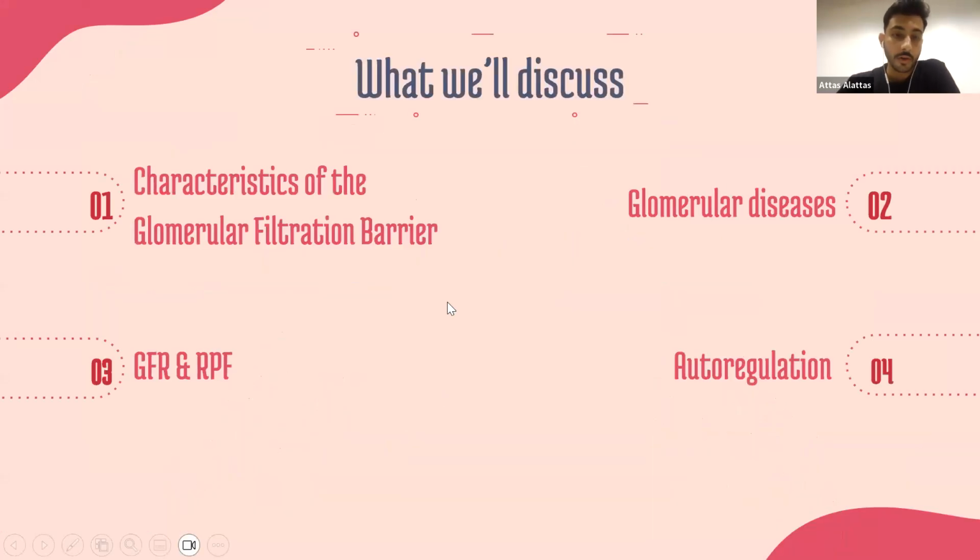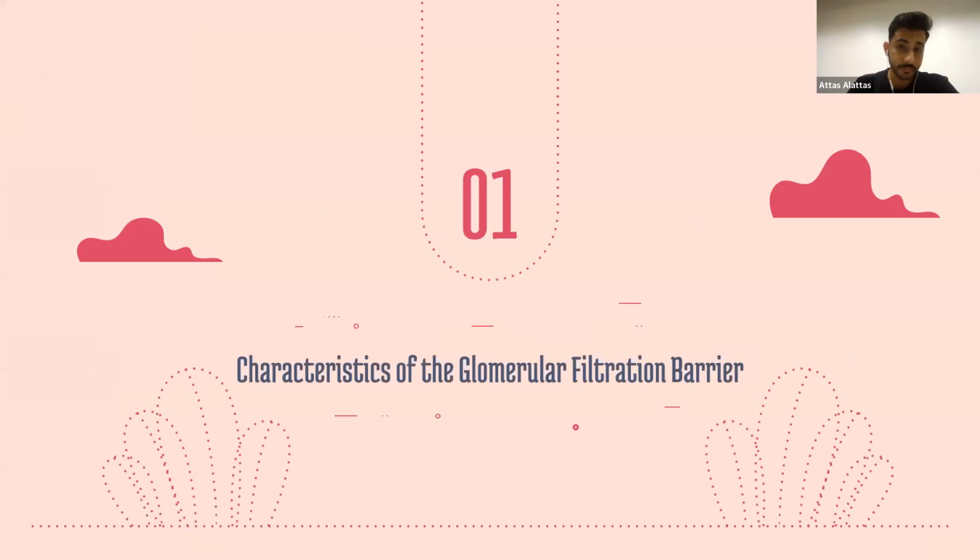So today we'll be going over these concepts. We'll be first explaining the characteristics of the glomerular filtration barrier, then discuss briefly the glomerular diseases, and then move on to the glomerular filtration rate and renal plasma flow, and finally touch on the autoregulation mechanisms.